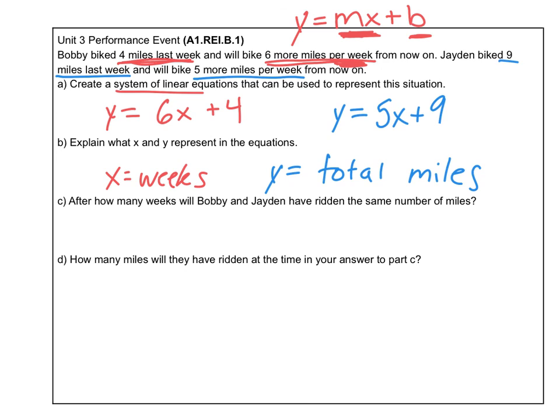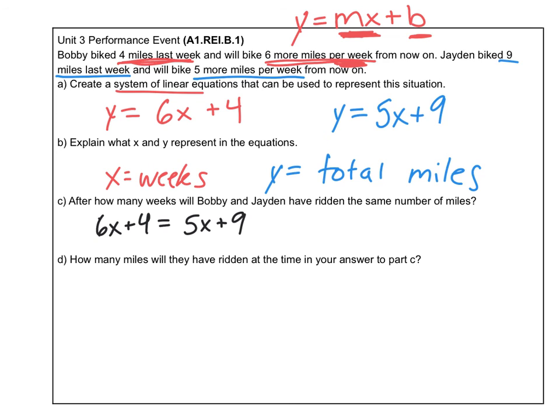All right, part C. This one requires a little bit of thought. After how many weeks will Bobby and Jaden have ridden the same number of miles? Or let me even reword that: how many weeks will Bobby and Jaden have ridden an equal number of miles? What do you think we'd do? Great. Percy said set them equal to each other. That is correct. So we're just going to write 6x plus 4 equals 5x plus 9 and solve for x, because we're solving for weeks.